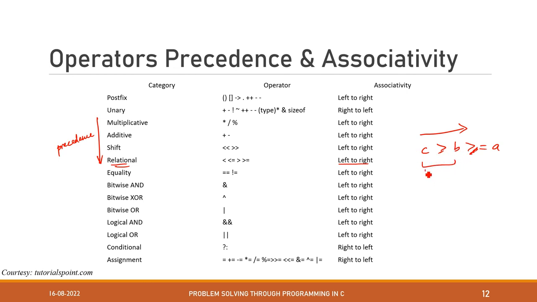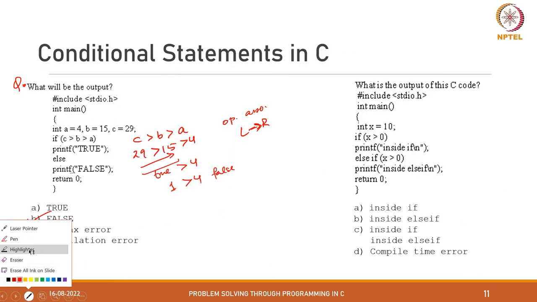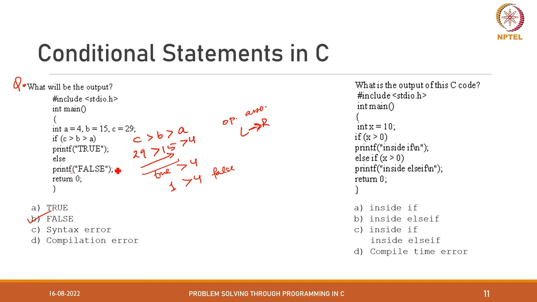So in that case it was 29 greater than 15, which would be true. Then we go to the second part, which is 1 greater than or equal to 4. So this is false. So this entire condition came up to be false. Now, if this is false, then we are printing this false in capital. So this will be our answer.